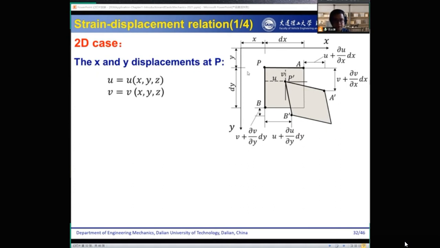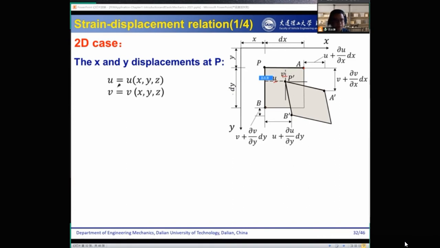And for this, we say the coordinate for P is x and y. The coordinate for A is x plus dx and y. The coordinate for B is x and y plus dy. Okay, and so for the point P, it's deformed, and the displacement is u and v.